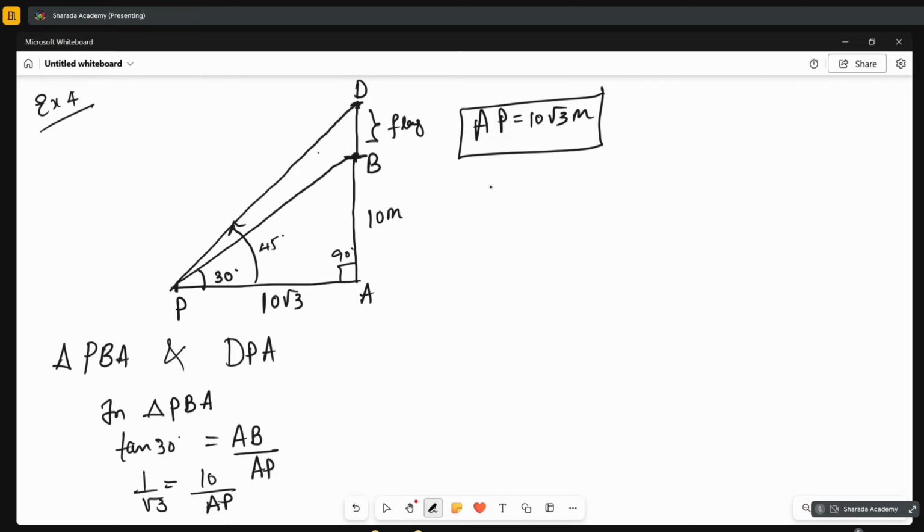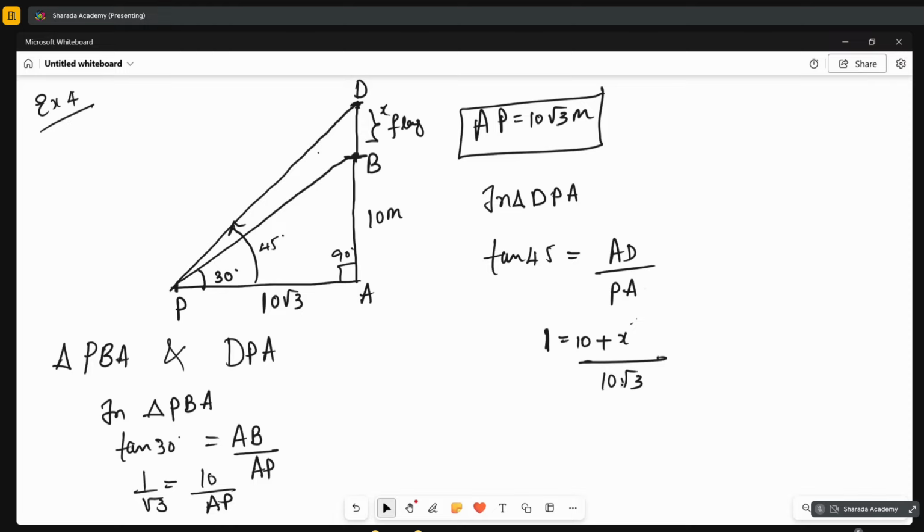In triangle DPA, tan 45 degrees is equal to AD by PA. This tan 45 is 1. AD is what? If I call this X, then AD is 10 plus X, by PA.